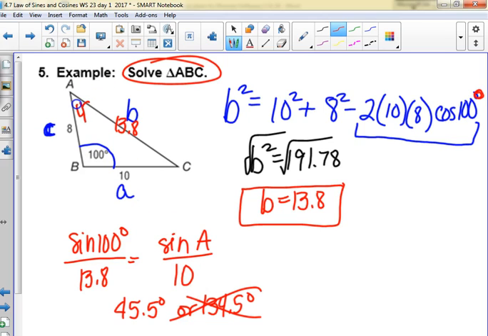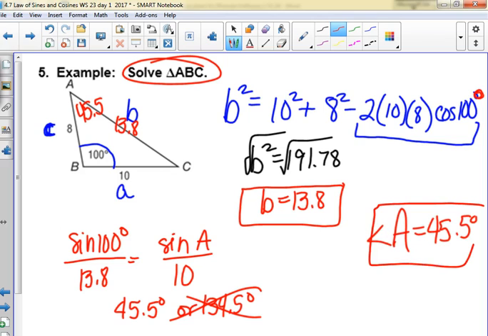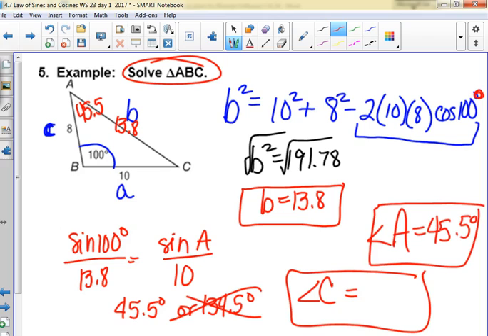Now do I need to do a lot of work to find C? To find angle C, I just need to subtract 180 minus 100 minus 45.5, which is 34.5. Did someone get that? Maybe? Okay.